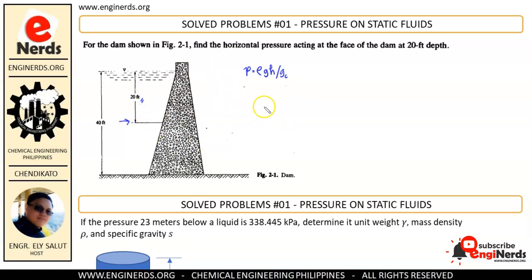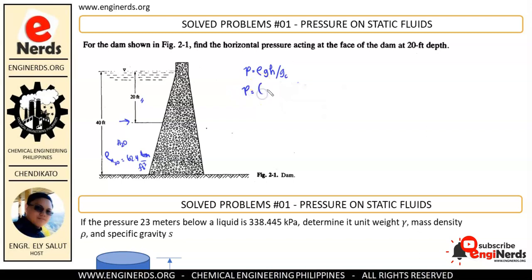And then, ang ating G is our acceleration due to gravity, which is in English unit, this is equal to 32.174, no? And ang ating fluid dito is water. Therefore, ang gagamitin natin ditong density ng water is equal to 62.4 pound force per cubic feet. Okay, so yan yung gagamitin nating density natin. Oh, I'm sorry, this is pound mass, no? So, now we can calculate for the pressure.